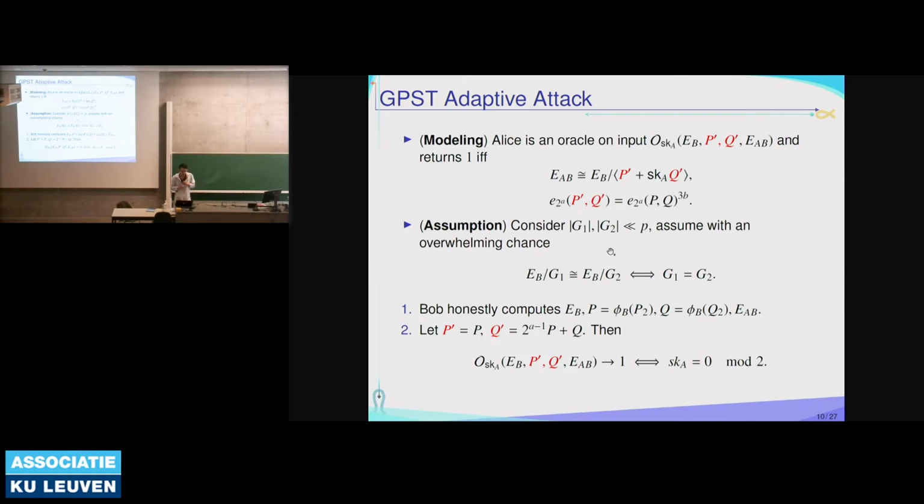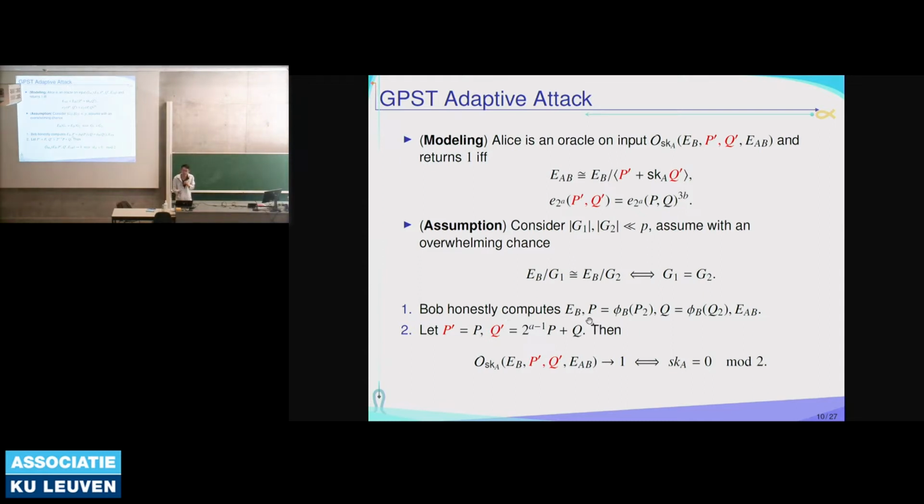And also, to use this attack, we need a simple assumption. If G1 and G2, these two subgroups, have an order that is quite small compared to P, then we can assume that EB quotient G1 is isomorphic to EB quotient G2, if and only if G1 equals G2. This fact is generally not true, but if the order of G1 and G2 is small, then this holds with quite overwhelming probability.